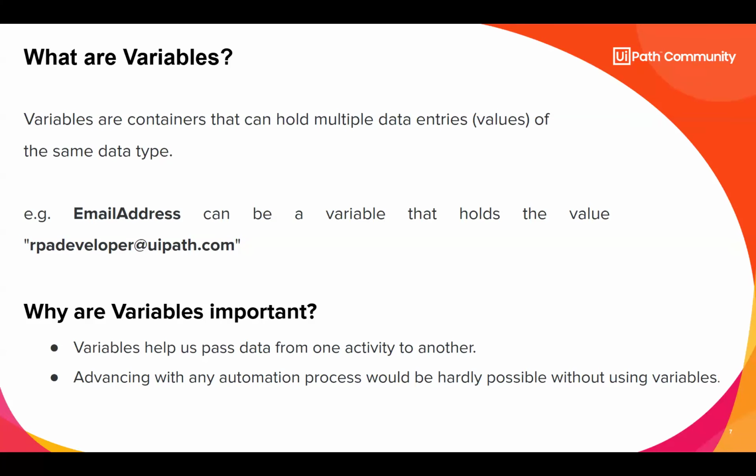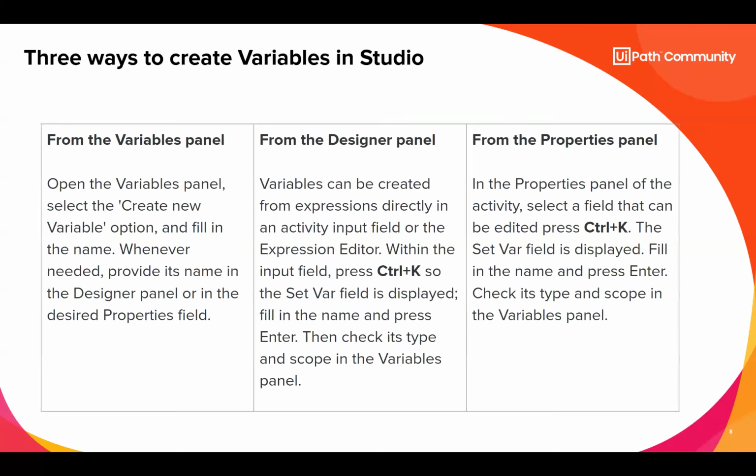So now, how do we create these variables in Studio? How do we create these variables in UiPath Studio? So there are three ways, right? And starting from my right-hand side here, we can create variables from the properties panel. And in the properties panel, you see the properties of the activity that you are currently using.